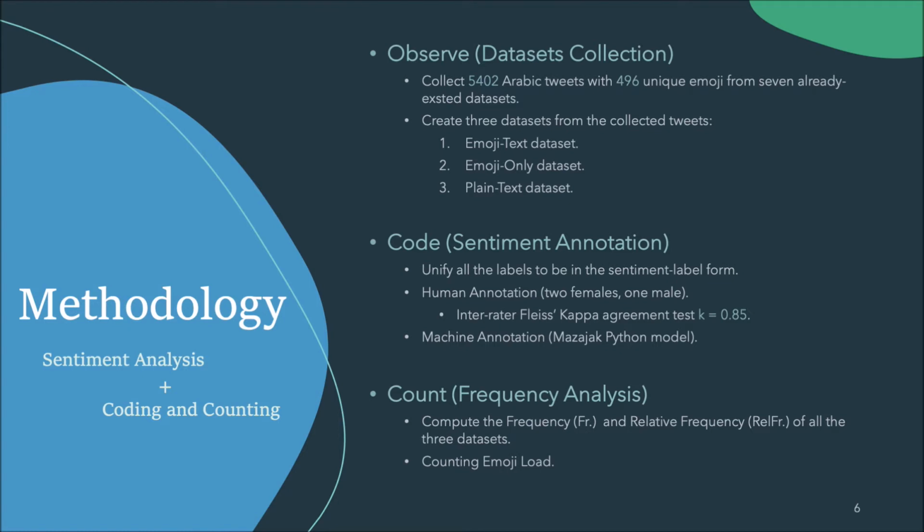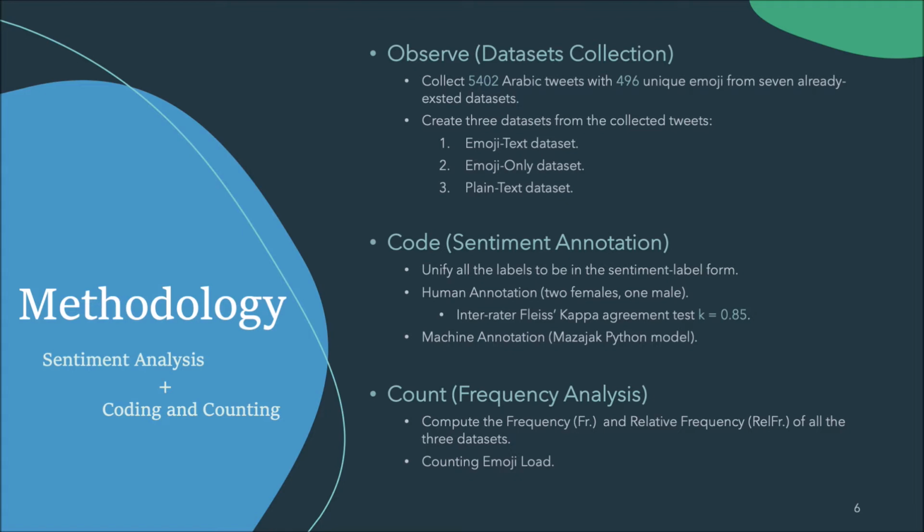along with the sentiment analysis approach, we also used a technique from computer-mediated discourse analysis called coding and counting. This approach consists of three phases: observe, code, and count. In the observation phase, we mainly focused on 5,402 texts from Twitter, each with at least one emoji.